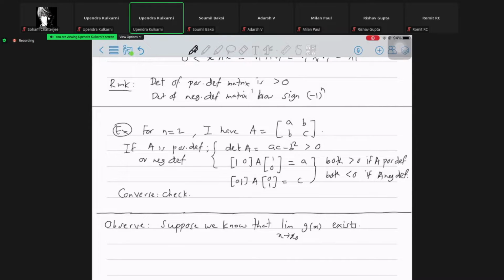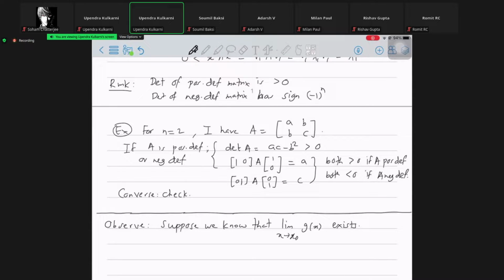In other words, I can find a sequence of points x1, x2, xn all convergent to x naught, such that for each one of the xi's, the value of g is greater than 0. Then what can you say about the limit? Remember, it is already given to exist. It is greater than or equal to 0. Exactly.